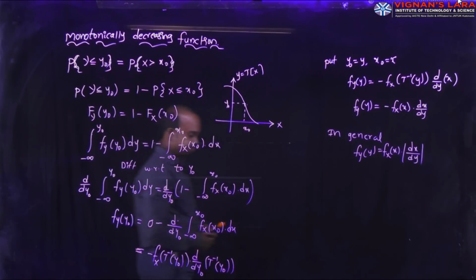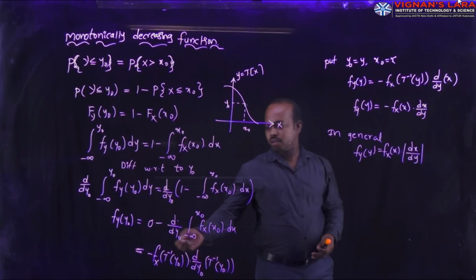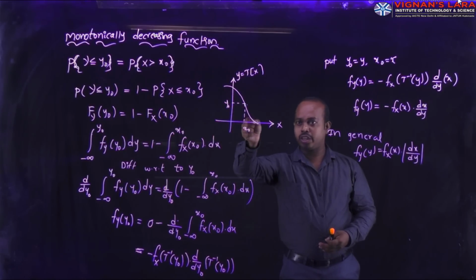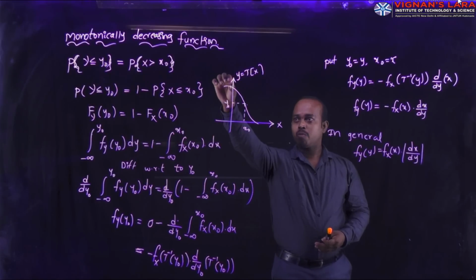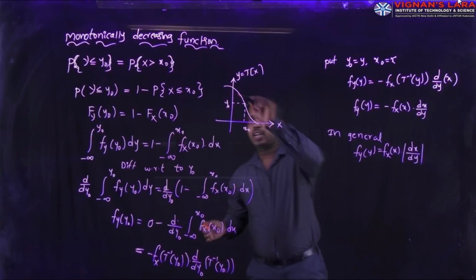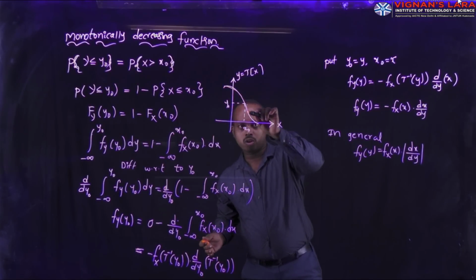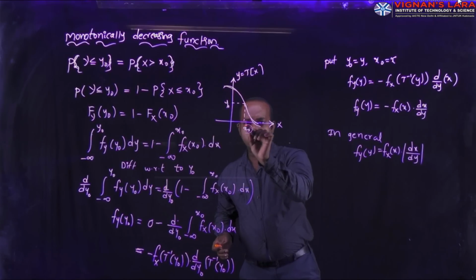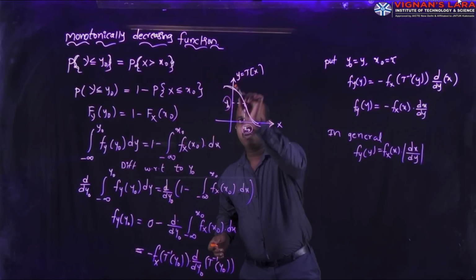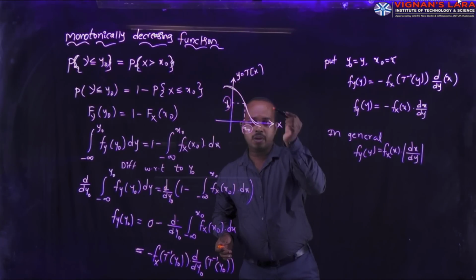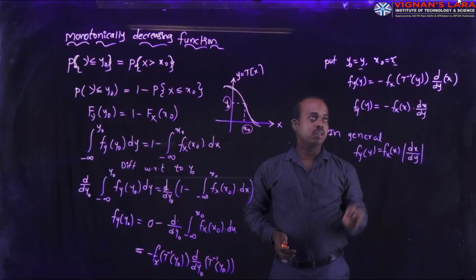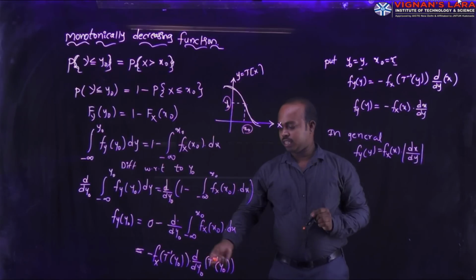Now you can see the function lies in x naught and y naught. We can represent that in a graphical orientation with x and y. For the monotonically decreasing function, I am drawing a curve like this. On this curve I am taking one point, which has x naught in the x direction and y naught in the y direction. This point I am replacing with the actual point x and y, and I am substituting these quantities in this equation.